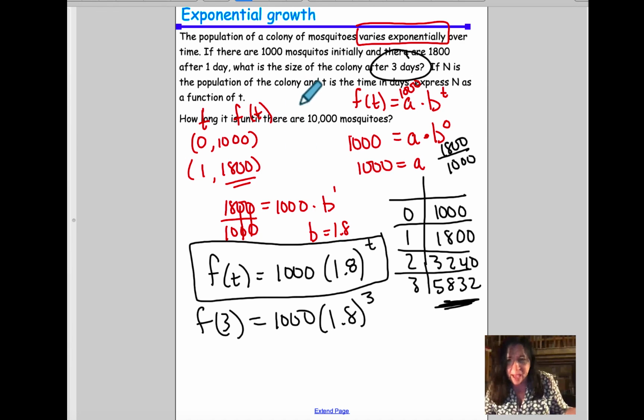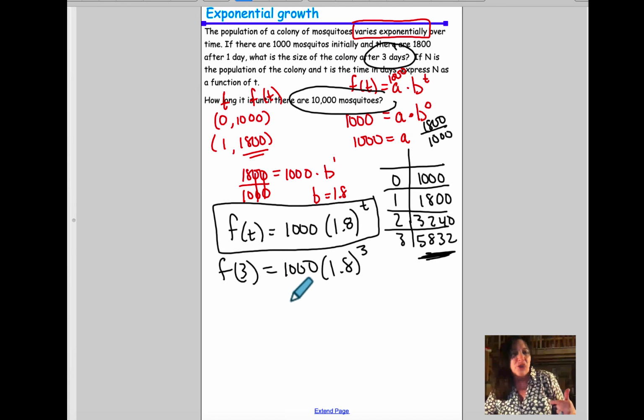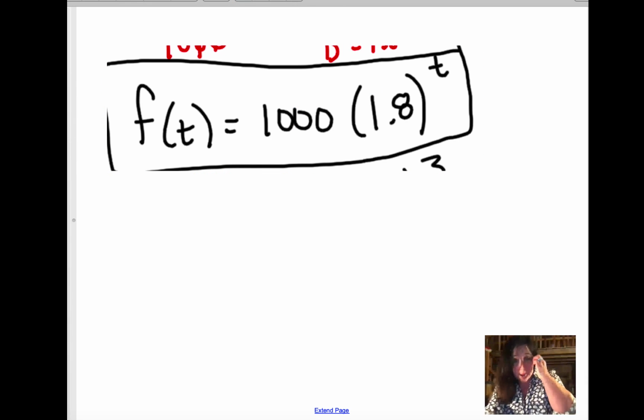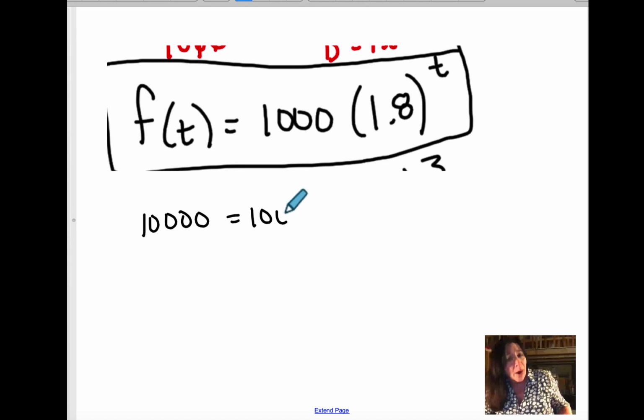Totally fine. The last part of it asks, when am I going to reach 10,000 mosquitoes? I know that if I keep multiplying by 1.8, I'm going to get to 10,000 or right around there. But I am asking you to actually be able to get that number and show me your work for that. So I would suggest you know how to do that, right? I would go 10,000 equals 1,000 times 1.8 to the t power.